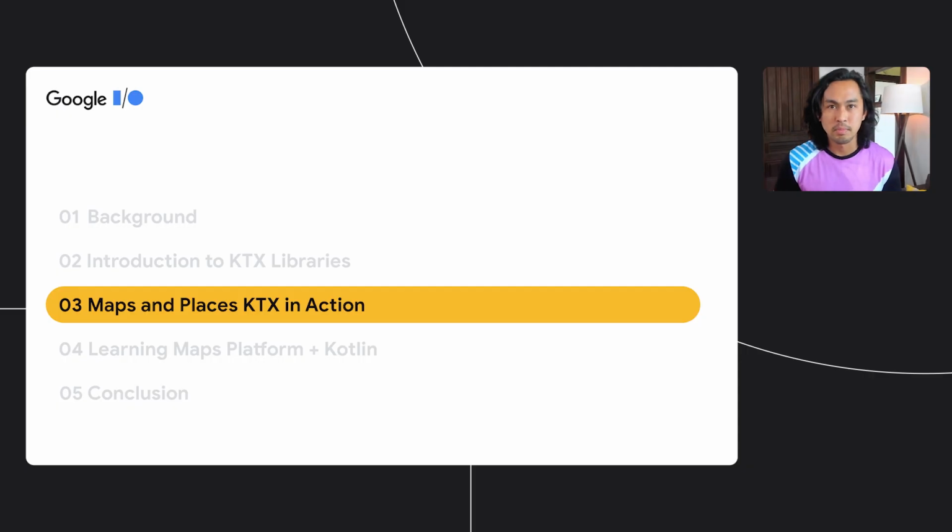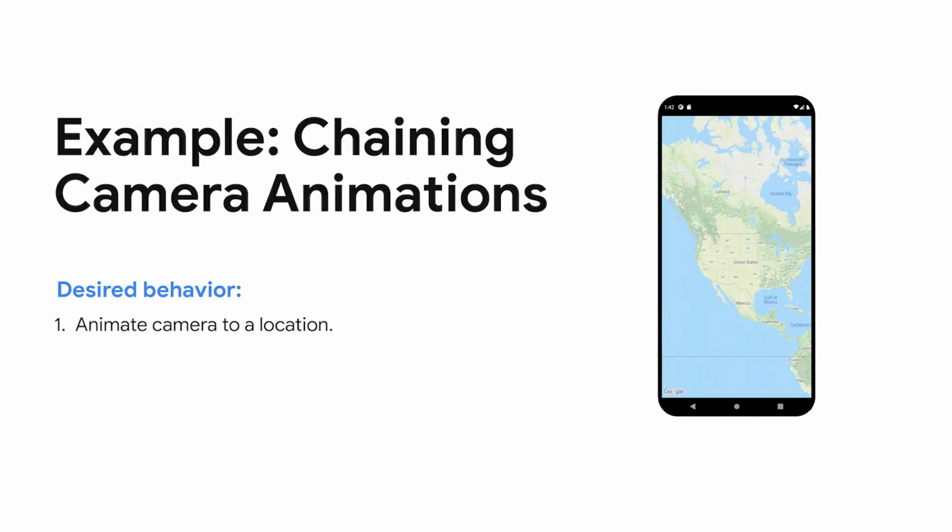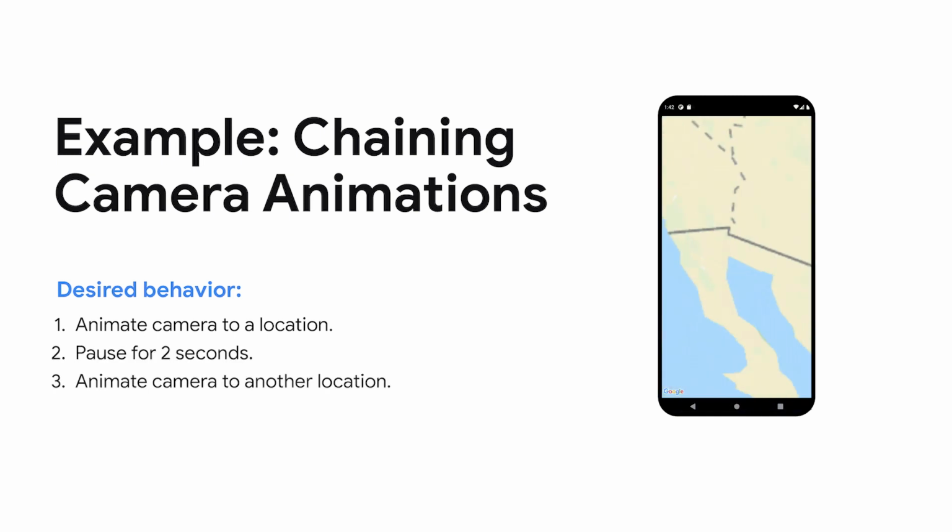Now, let's see the Maps and Places KTX in action to demonstrate one of the things you can do with it. I'm going to go through a sample and write it in Kotlin without the KTX library, and then compare it with how you can rewrite it with a KTX library. One of my personal favorite things to do is to travel and see new places. But like many of you watching this right now, I've been spending a lot more time at home. So for now, I like to travel in a way that I know best, using camera animations. Let's say we want to coordinate 3 actions that take time to complete in sequence. First, we'll animate the camera to Mountain View in California, pause for 2 seconds, and then animate to Mexico City.